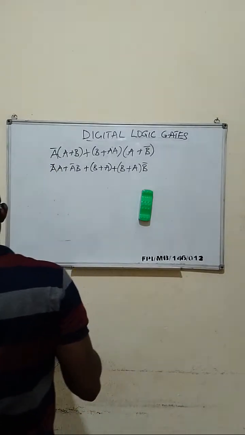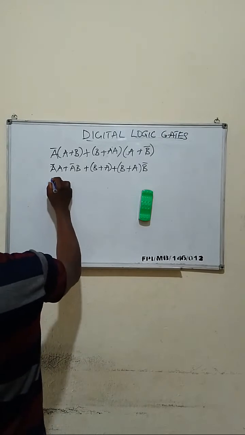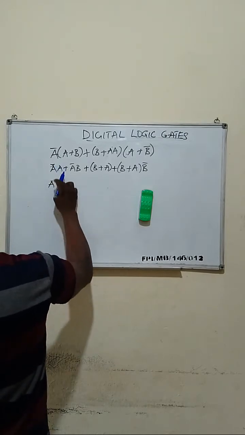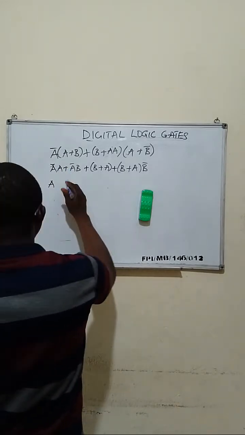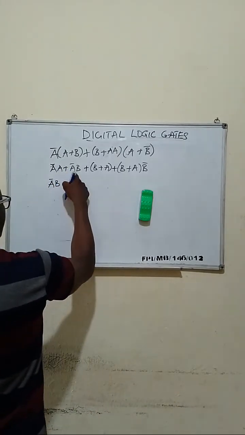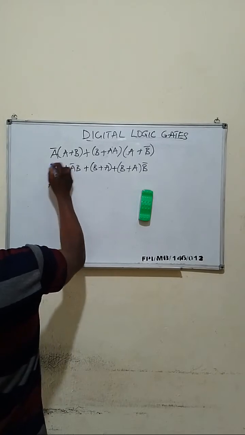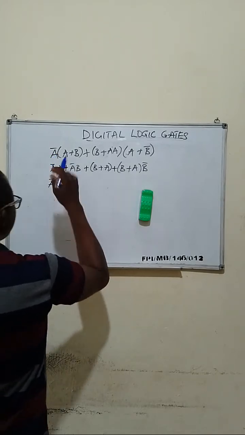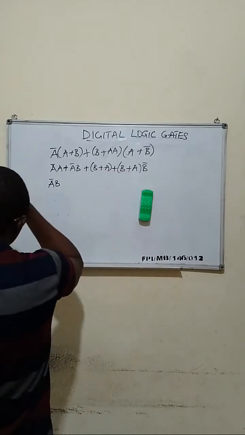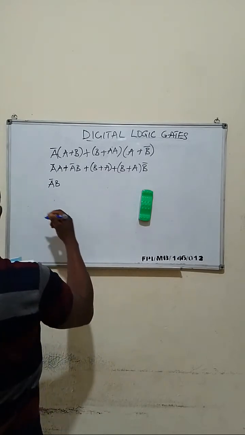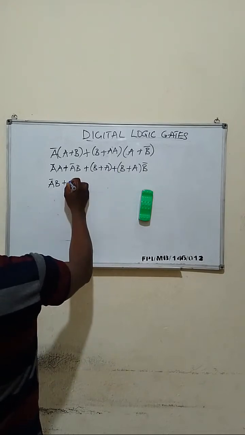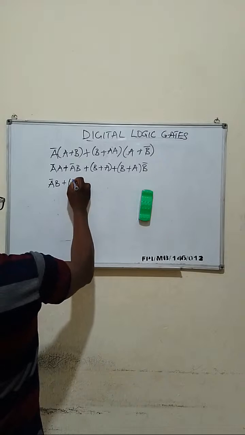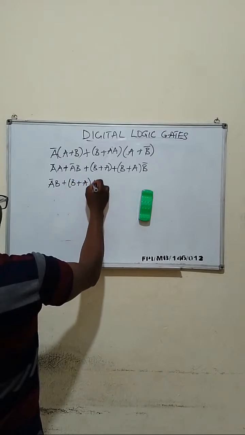Now having that, we can go ahead and represent this one. A dot A bar is equal to 0 always. So we now have A bar B. This one has gone to 0. A dot A bar every time is 0. So we now have A bar B plus B plus A into A.